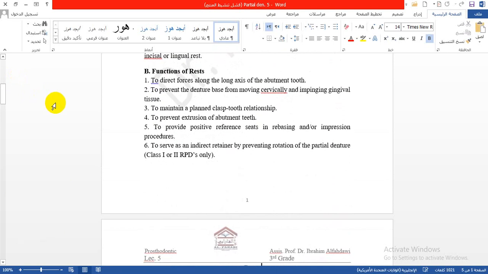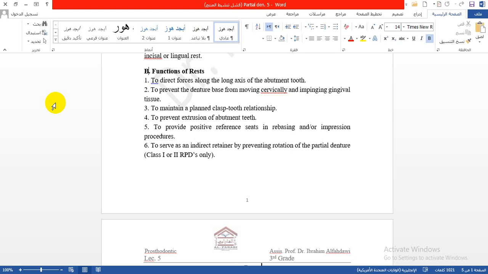The function of a rest: 1. To direct force along the long axis of the abutment tooth, so the force of mastication is directed along the long axis of the tooth. 2. To prevent the denture base from moving cervically and impinging on gingival tissue, meaning it prevents movement of the denture toward the tissues and possible impingement into the gum.